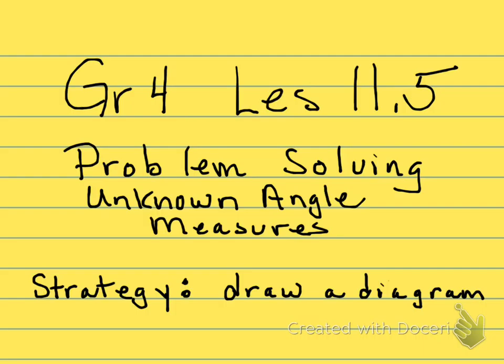This is Grade 4, Lesson 11.5, Problem Solving. What we're going to look for is the unknown angle measures, and the strategy that we're going to use today is to draw a diagram. So let's get started right away.